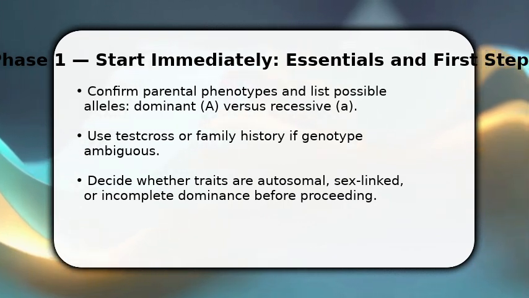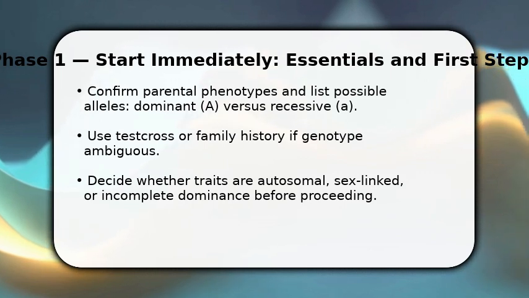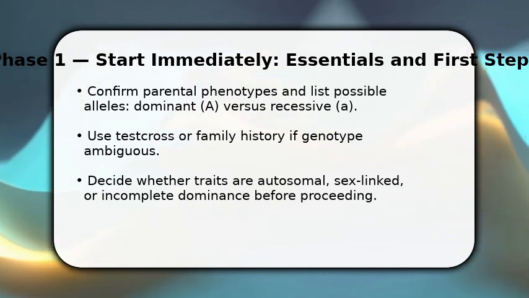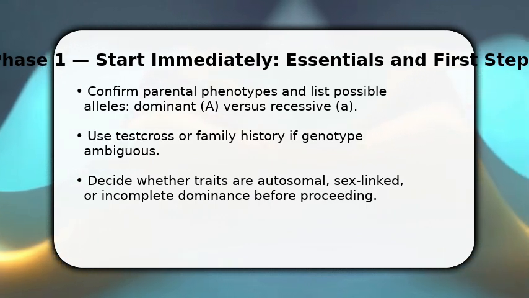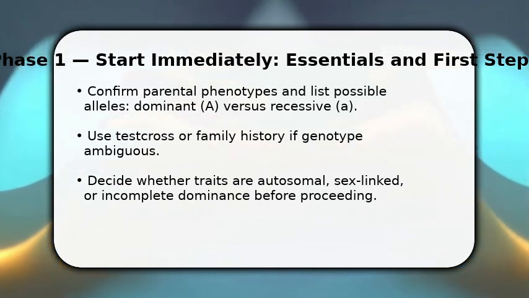Make sure to perform a test cross if uncertainty remains. It reveals hidden recessives. Immediately draw a simple grid framework for the Punnett square. This is where calculation begins and errors are easiest.